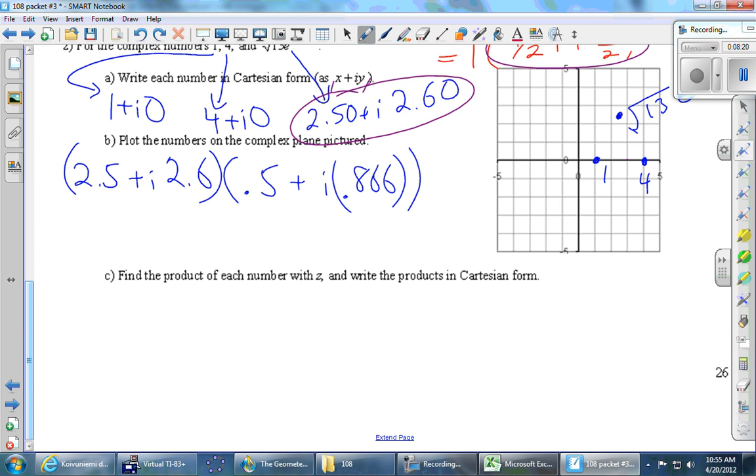One and 2. What are 1 and 2? Oh, yes, it's the same z from number 1. Okay, so we're foiling. What do we get for the first? 1.25. And we have some outers.